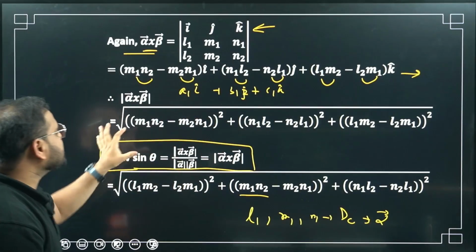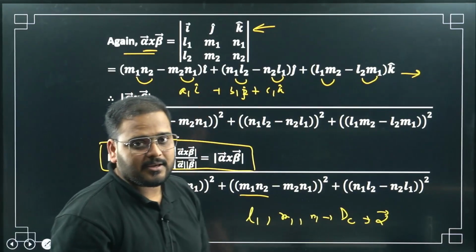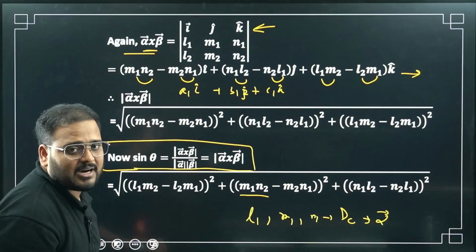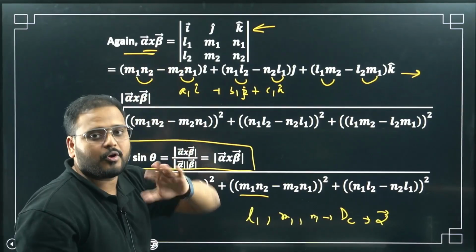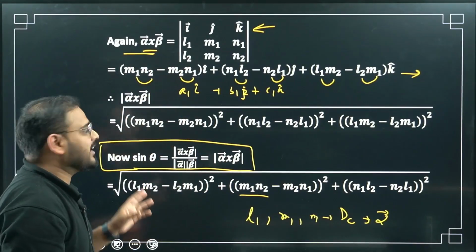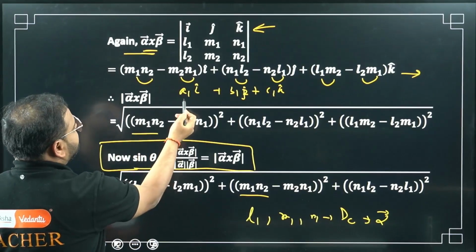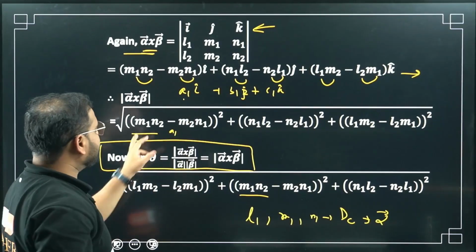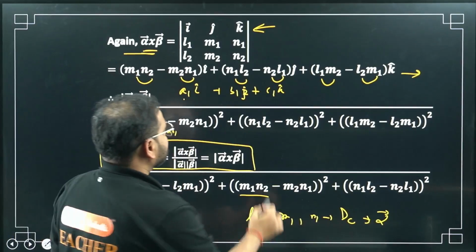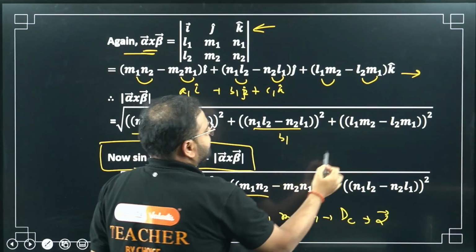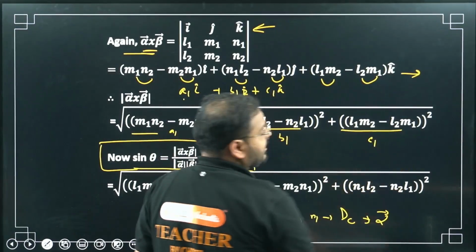Correct? So once we got this vector alpha cross beta, then I can find the magnitude. This is simply A1, right? This whole thing is A1. This simply is B1, right? And this simply is C1, right?